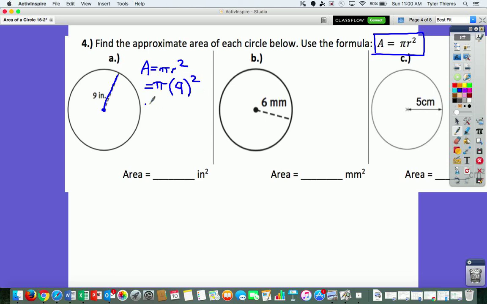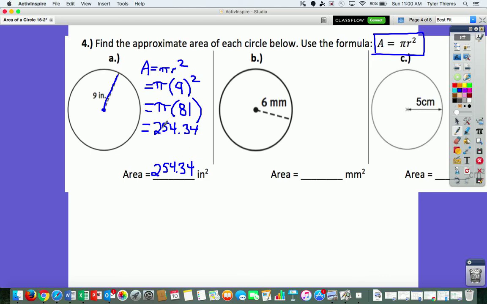Make sure you are showing all of your work in this. We can leave pi. 9 squared is 81. So now it's pi times 81. You can plug in 3.14 for pi. So 3.14 times 81. You're going to want to use a calculator for this, and what we would get for that would be 254.34. So our answer for the area of that triangle, or sorry, of that circle is 254 and 34 hundredths. Make sure you write that.